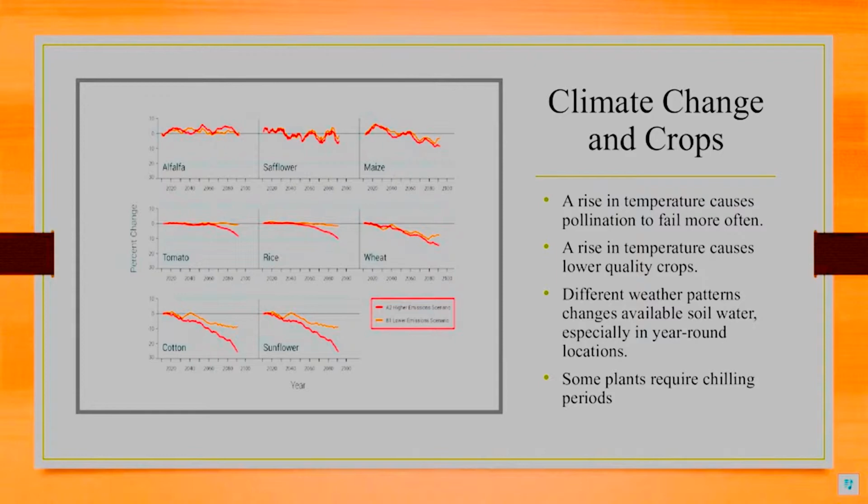Some plants require chilling periods. Many plants that come back year after year require a cold period through the winter to have them come back. If there isn't that cold period in the winter, they will not come back. The graph shows the percent change over time of quality of soil. As you can see, it goes down slowly as there's more carbon dioxide pumped into the atmosphere and absorbed by the soil.